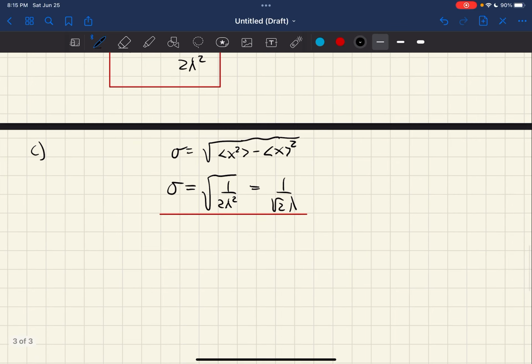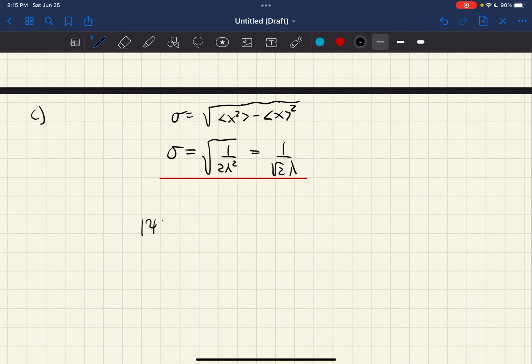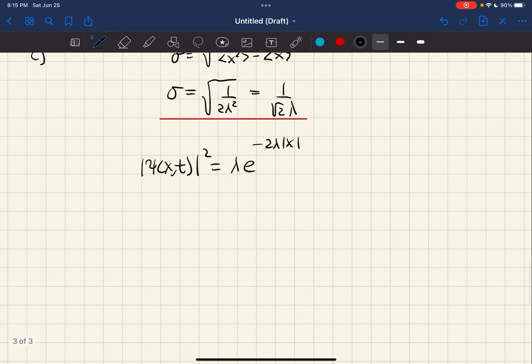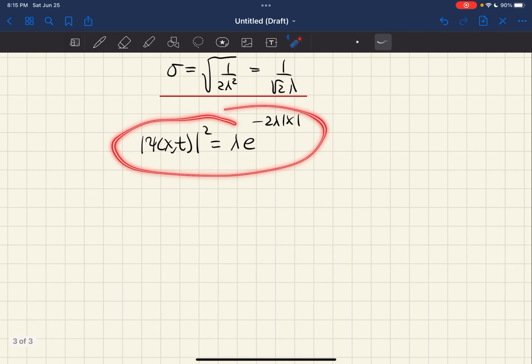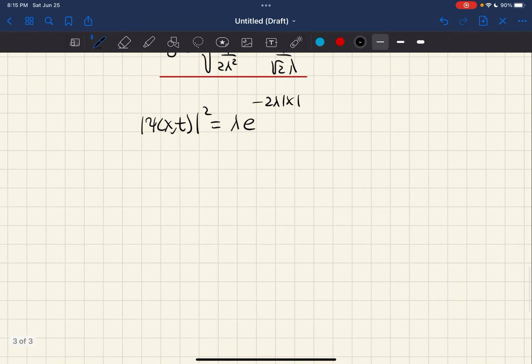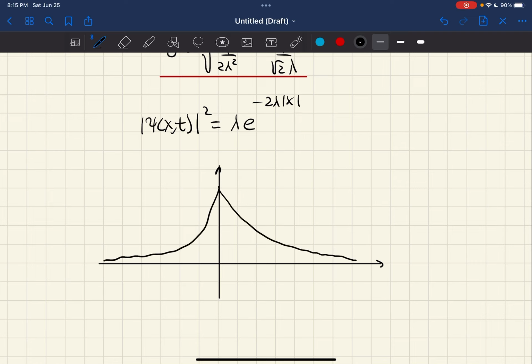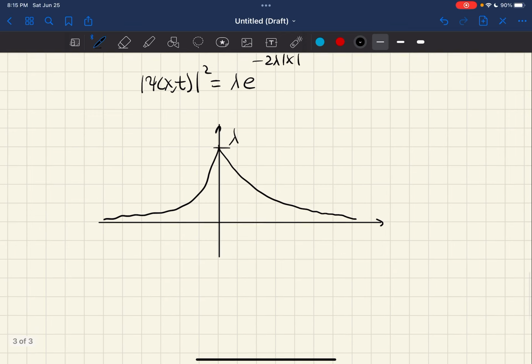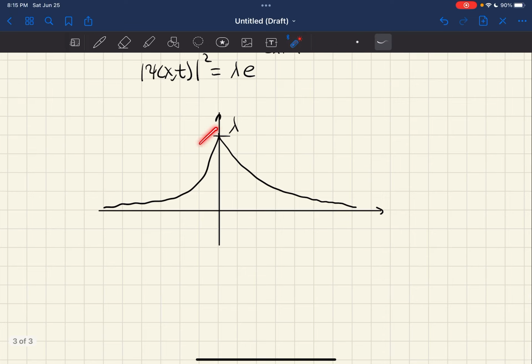And now we are to graph the probability density. So that looks like this: lambda e to the minus 2 lambda absolute value of x. So we're going to have to graph this now for the second part of this problem. So let's go ahead and do that. It's symmetric about the y-axis, and it's an exponentially decaying function. So it's going to look something like this. And this maximum right here is at x equals 0, and it's just lambda. Sorry, I know this kind of looks terrible right here.